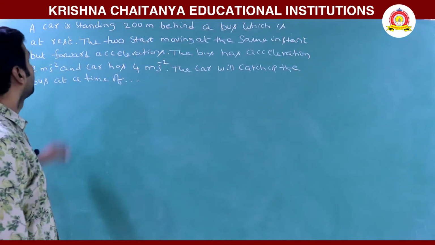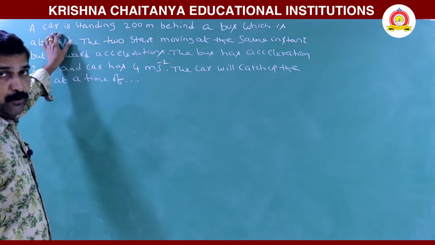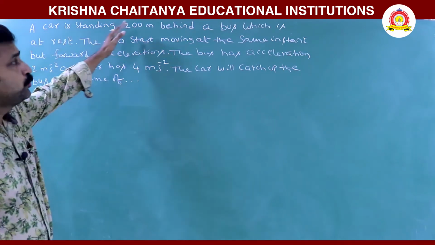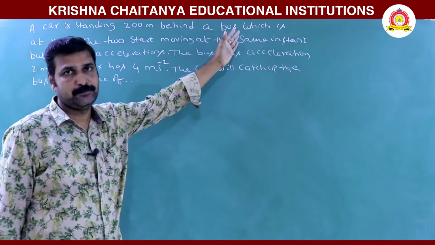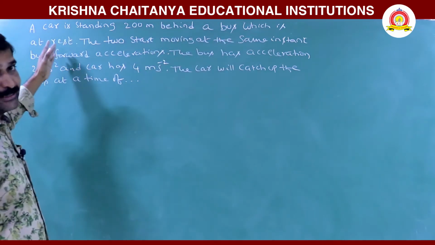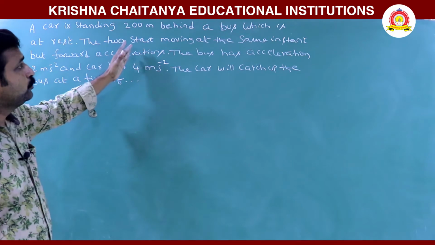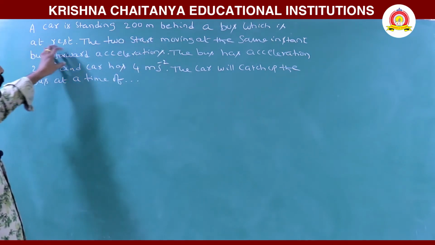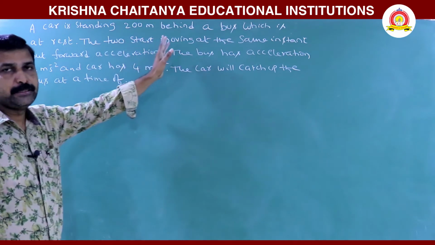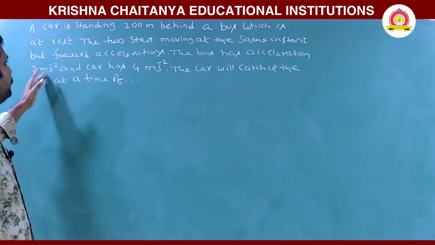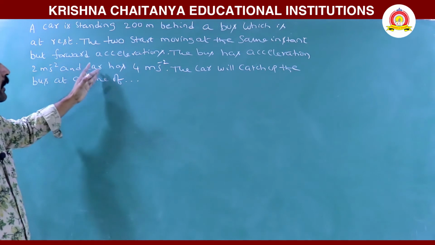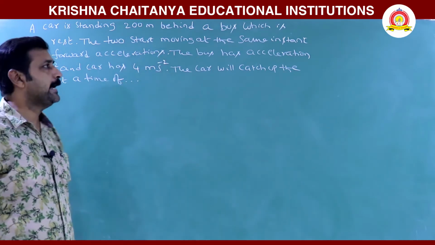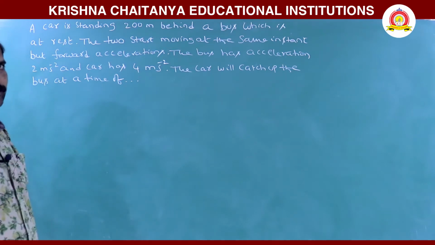Well, here is one more problem. A car is standing 200 meter behind a bus which is at rest. The two start moving at the same instant, with forward accelerations. The bus has acceleration 2 meter per second squared and the car has 4 meter per second squared. The car will catch up with the bus at a time of.